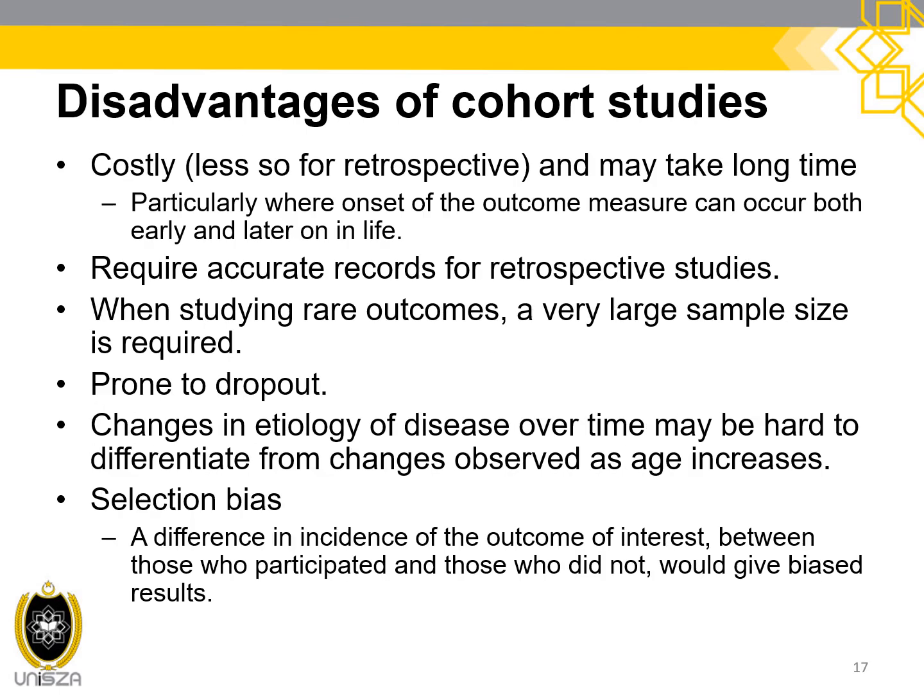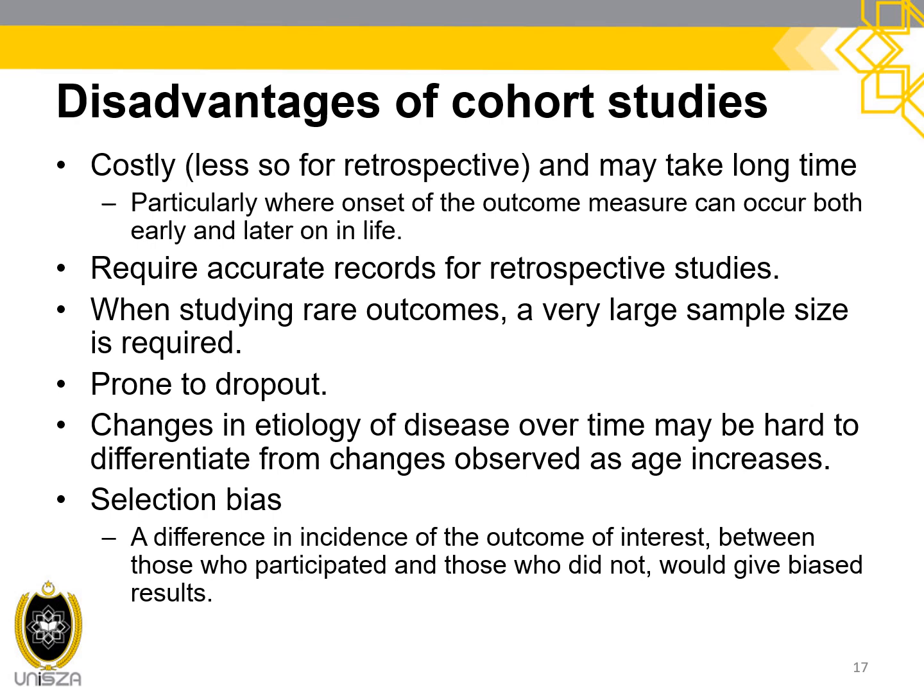There are several disadvantages of cohort studies. The first one is that it is costly, but less so for retrospective studies. Cohort studies also may take a long time, particularly when the onset of the outcome measure can occur both early and later in life. Cohort studies require accurate records for retrospective studies. And when studying rare outcomes, a very large sample size is required.